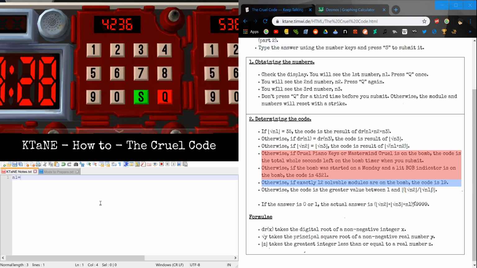So n1 is 4236, n2 is 7604, and n3 is 6085.